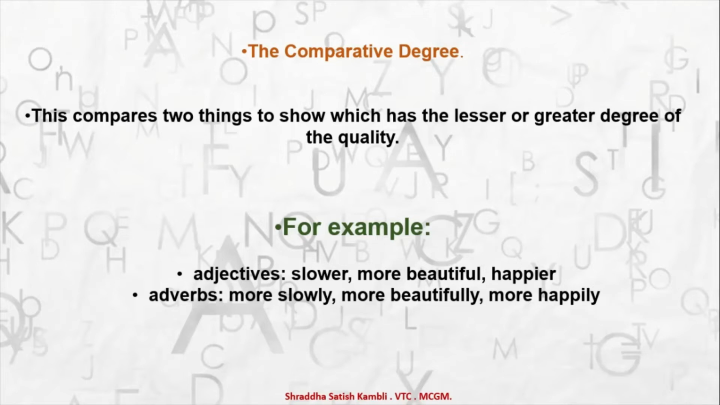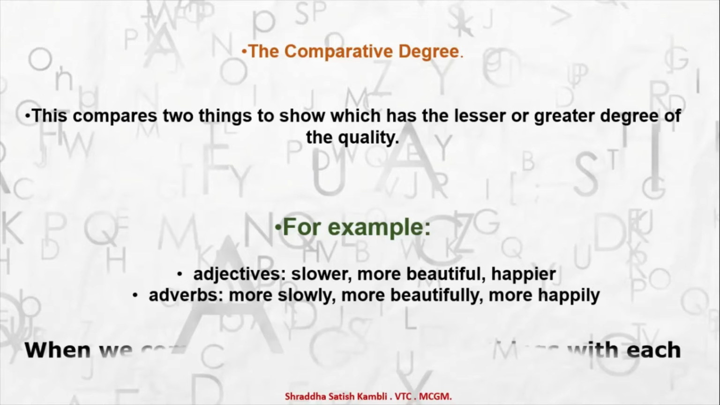As far as adjectives are concerned, we'll say slower. Remember I told you the tortoise is an animal which is slow, which was the positive degree. Now I will say that the snail is slower than the tortoise. So now in this case the tortoise has become a little fast compared to the snail, because we are comparing the tortoise with the snail. And then we have more beautiful, happier in the same context. So these are the ways in which adjectives and adverbs appear when they are in the comparative degree.